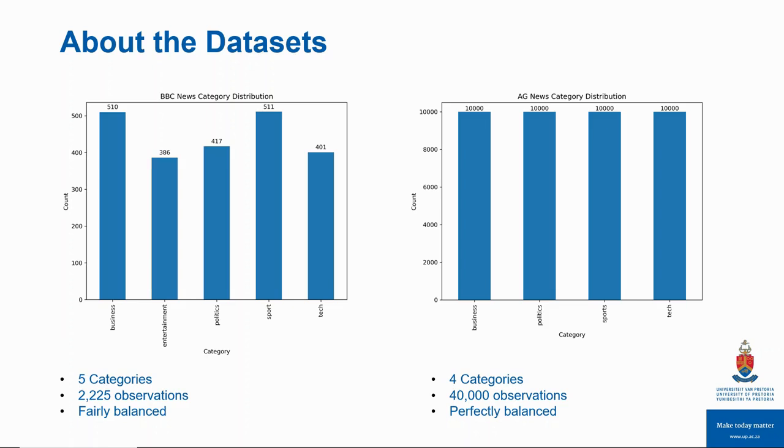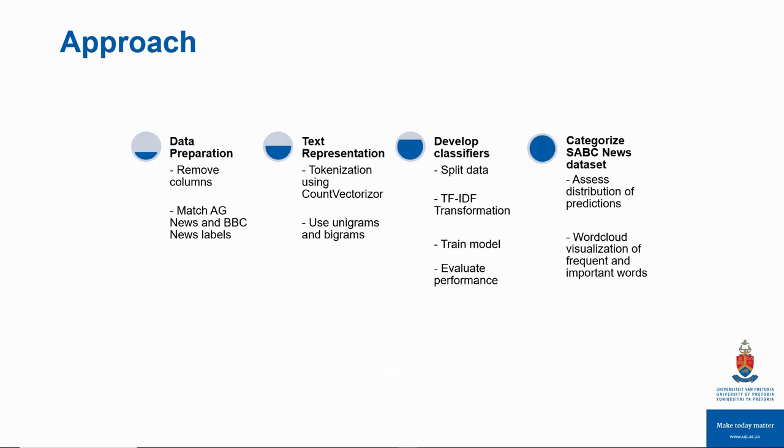40,000 observations. Originally, this dataset has 127,600 observations, but we only use 40,000 of those. It's perfectly balanced, and each category has 10,000 observations.